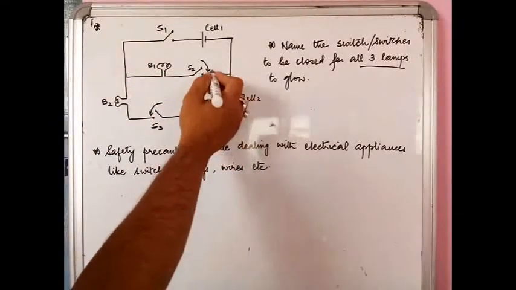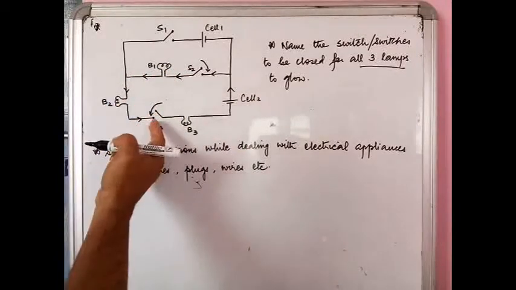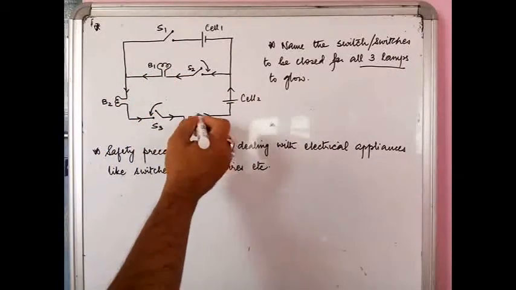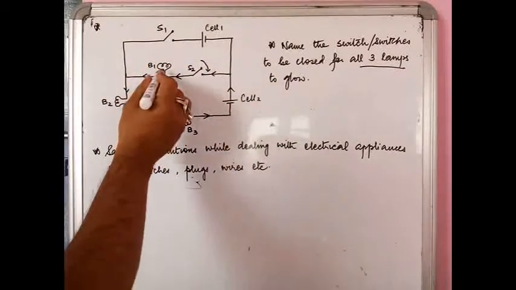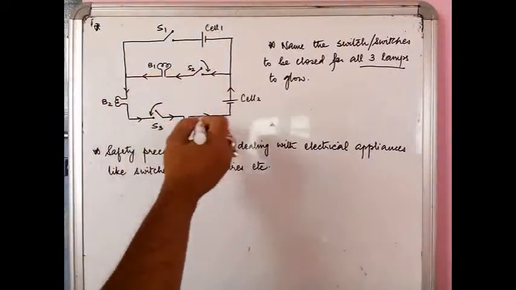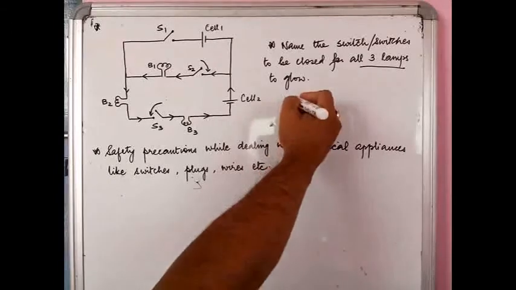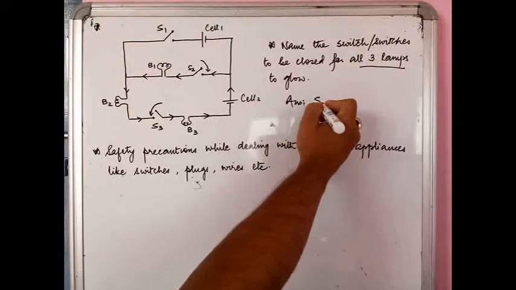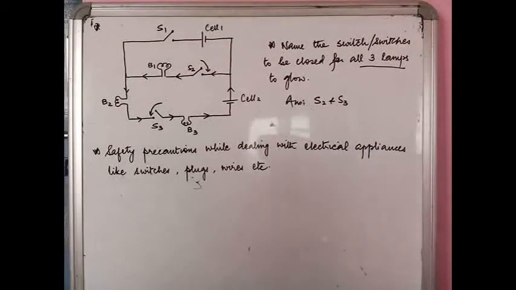So current starts flowing from here. It has a path here, it has a path here, comes here, here. This is also closed, so it comes here, and the path gets completed. And in this particular path, you can see bulb B1, B2, B3 all are falling in the same path, so all three bulbs are going to glow. So your answer will be switches S2 and S3 are to be switched on in order for all three bulbs to glow.